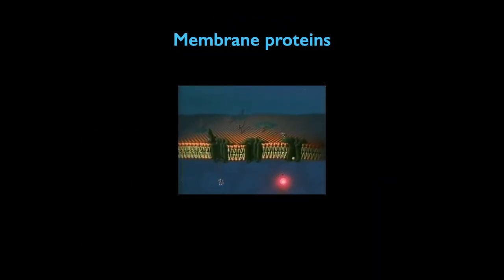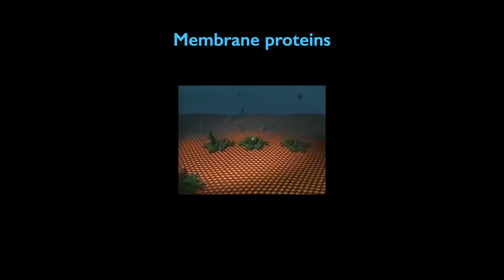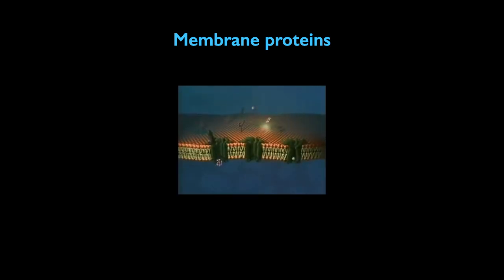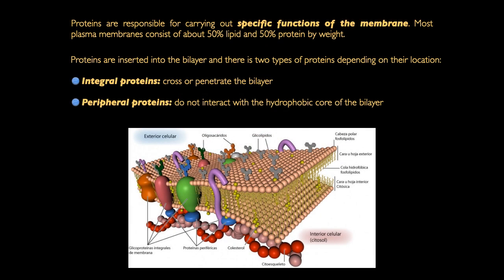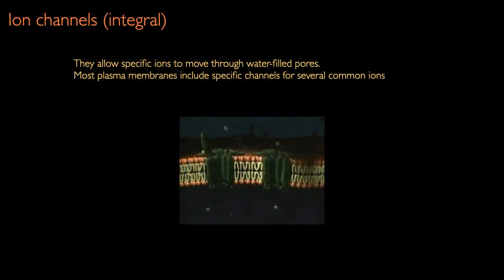Most of the functions of the membrane are carried out by proteins, so it is important to know the different proteins found in membranes. Alright, so let's go with it. As said before, proteins make up to 50% of the weight of the plasma membrane. We can divide those proteins into 2 big groups depending on their location. Those that cross or penetrate the membrane are called integral proteins, while those that don't get in contact with the hydrophobic core are peripheral proteins. Now, let's see some of those proteins.